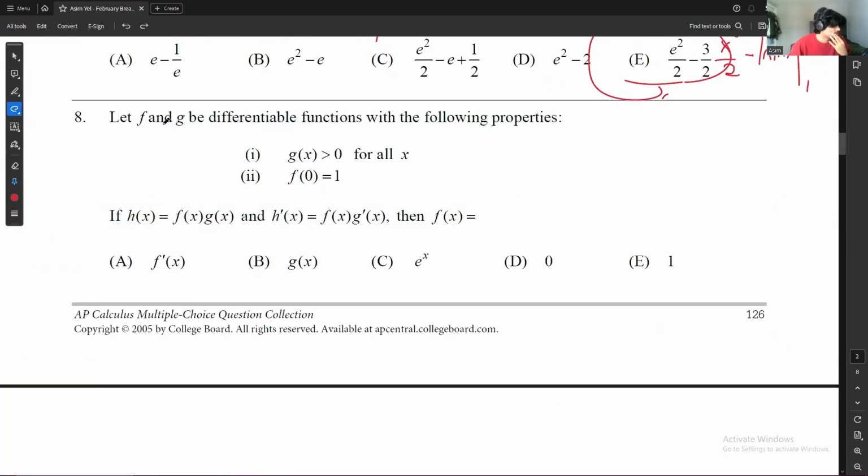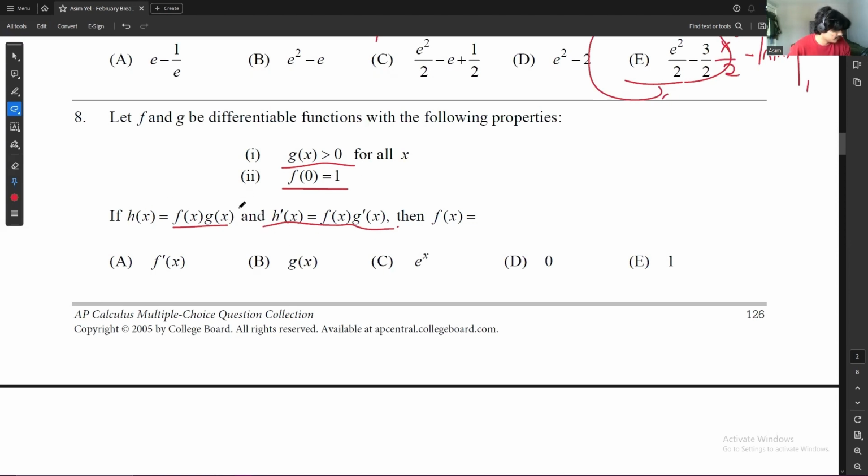All right. Question number 8. Let f and g be differentiable functions with the following properties. If h of x equals to this and h prime of x equals to this, then f of x is what? So we got two pieces of information over here. g of x is greater than 0 and f of 0 equals 1. Let's see what we'll do with this.